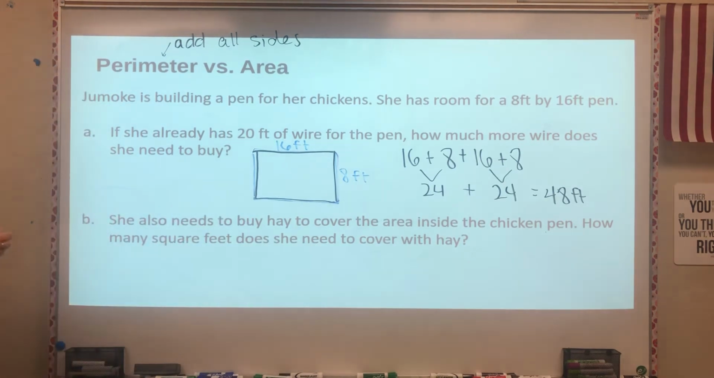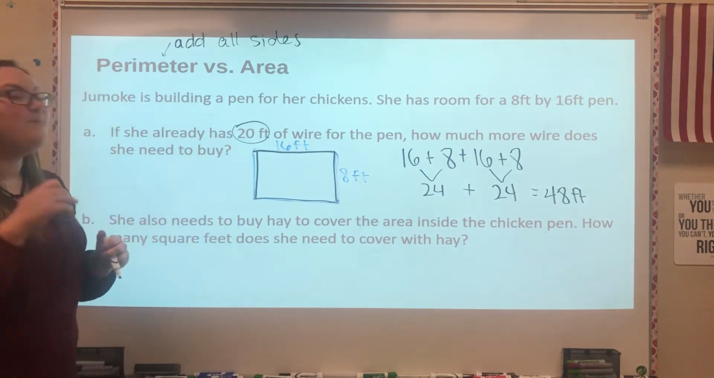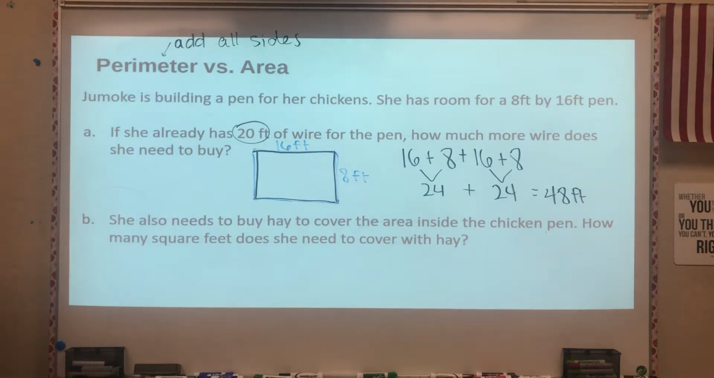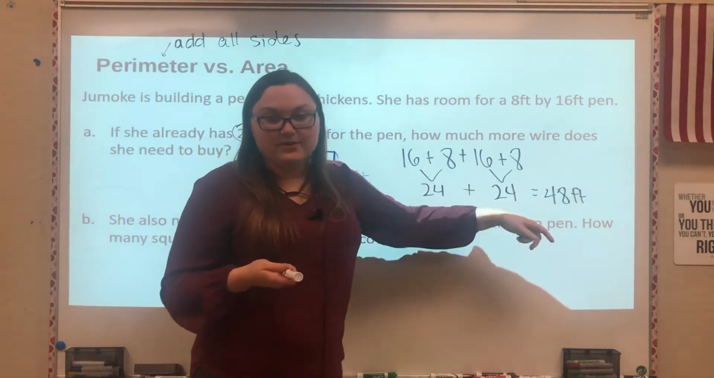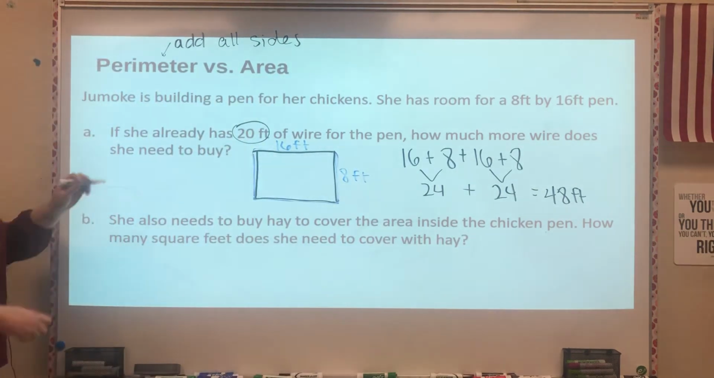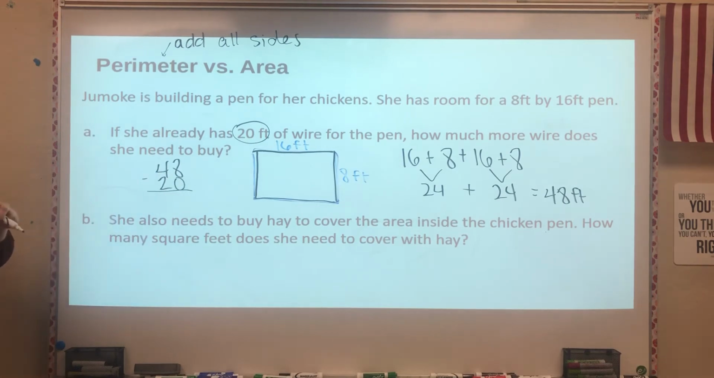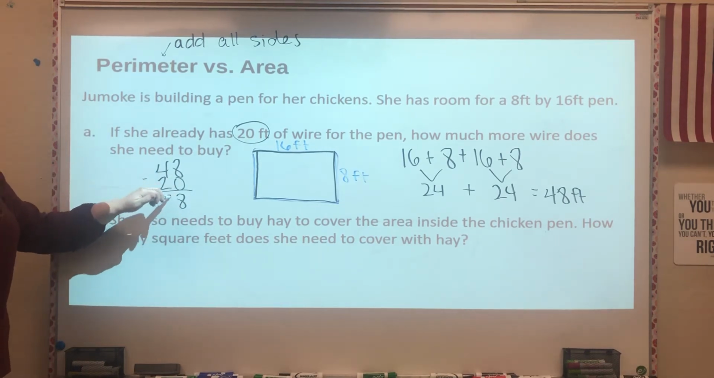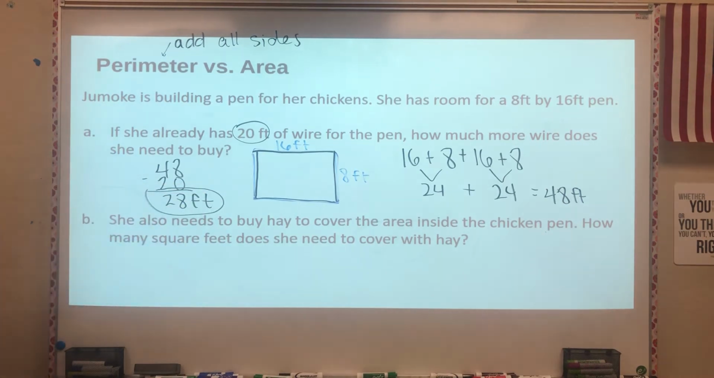Now focus in on the question. The question is saying she already has 20 feet. How much more does she need? Well, if I want to find out how much more she needs, she's already got this. So let's take it away from the total to see what's left over, what she needs to buy. So I've got my 48. I'm going to subtract 20, and it's going to leave me with 28. She still needs 28 feet of wire to go around the chicken pen. Now that was the first part of the question.